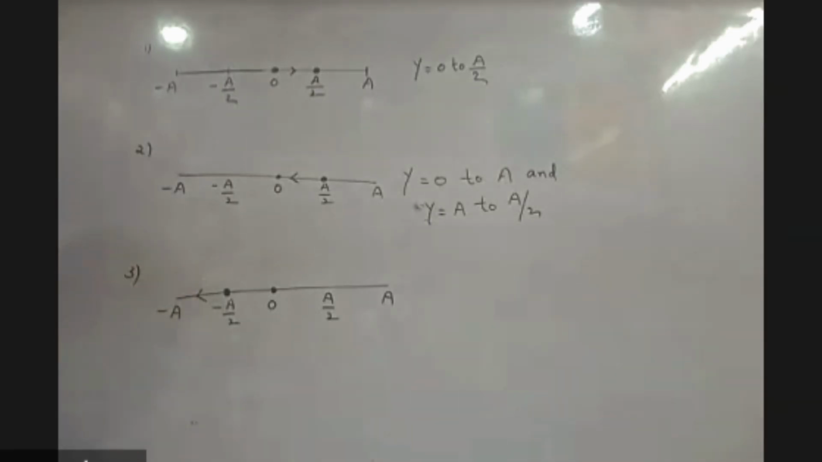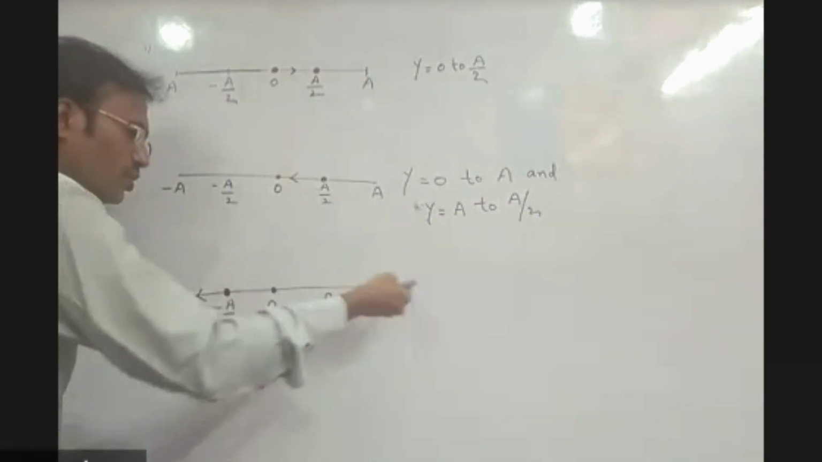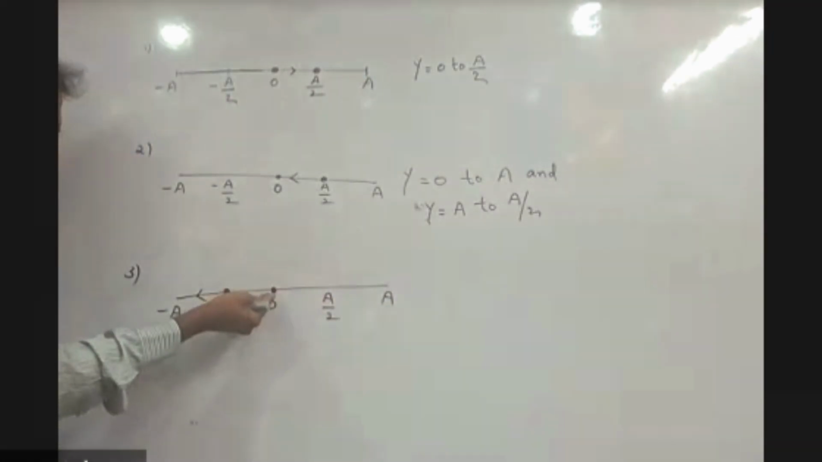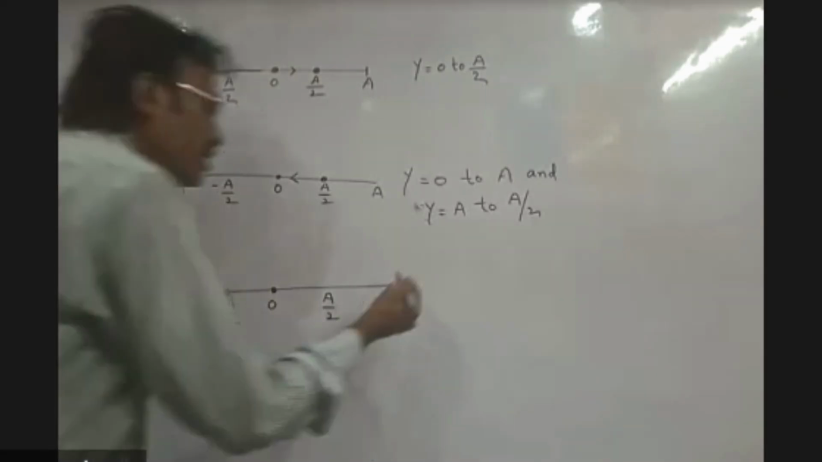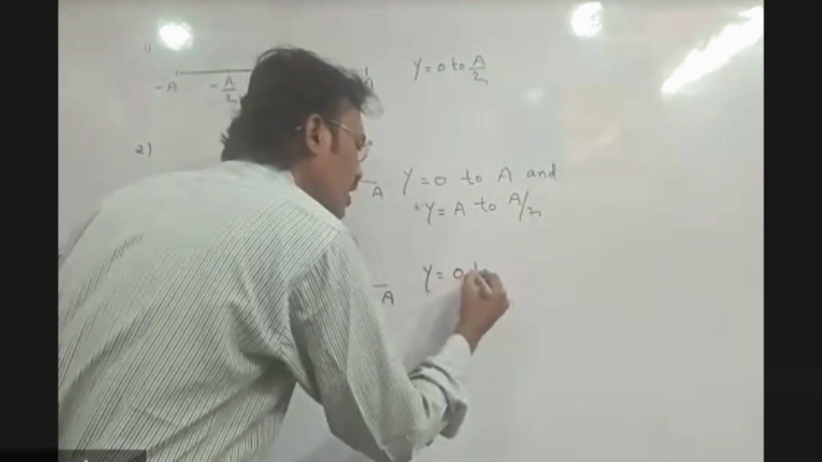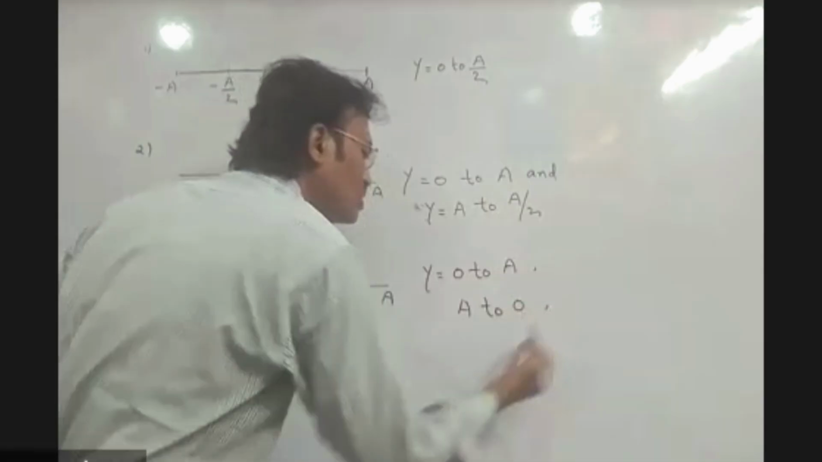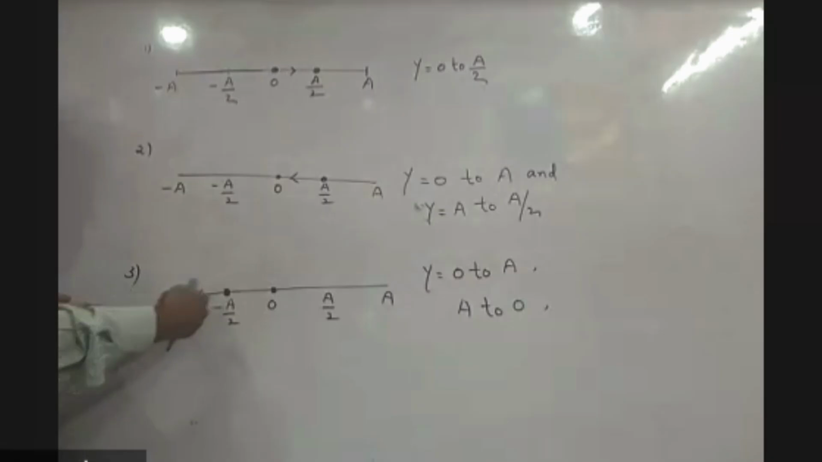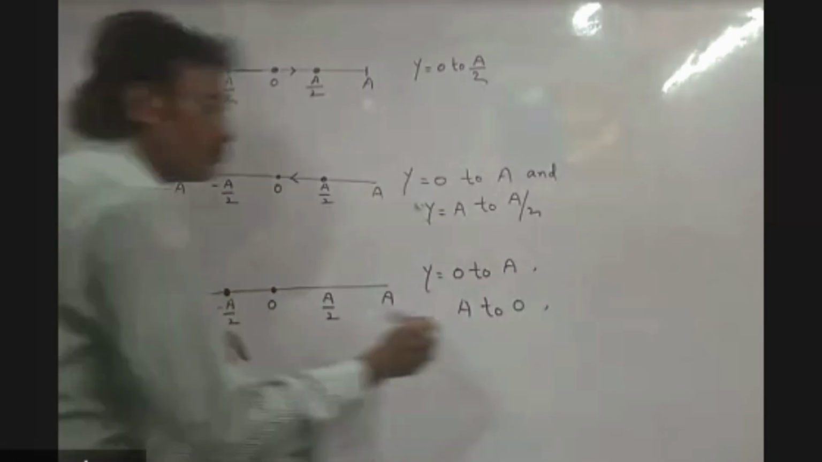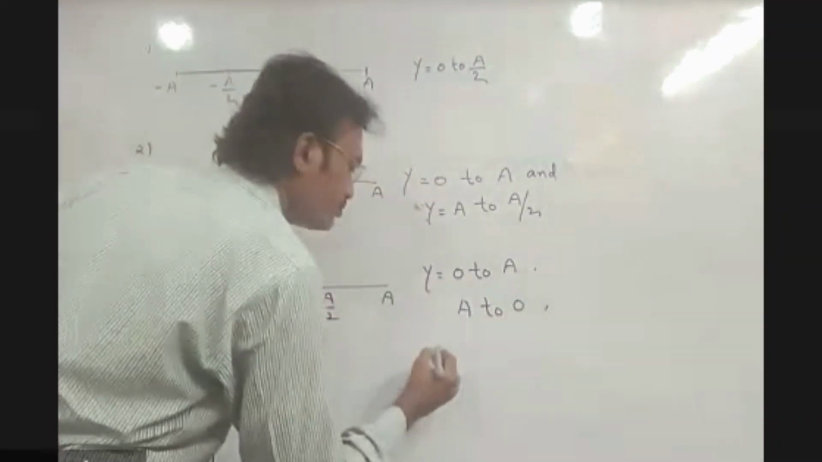Then what about the third one? It is a continuation from first and second: 0 to A, and again A to 0, and again from 0 to the dot. Where is the dot? Minus A by 2. So here y is equal to 0 to A, A to 0, mean position, and from mean position it is directed towards the negative extreme end, nothing but negative amplitude. So where is the dot? Minus A by 2. It means A to 0 and 0 to minus A by 2.